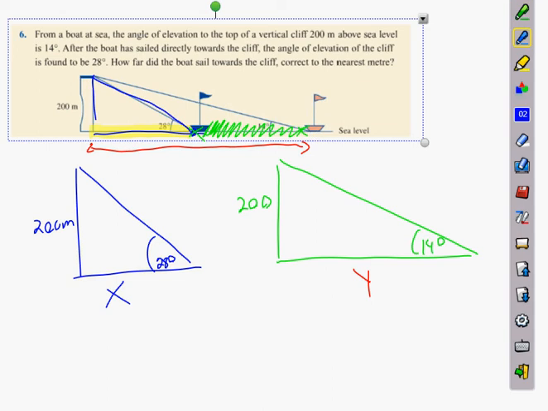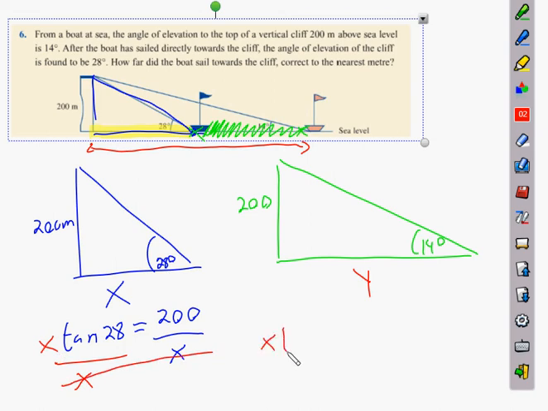Okay? So, what about this one? We know the opposite and we're looking for the adjacent. So it's going to be tan 28 equals 200 over X. Now, you actually do the same trick you did last time. You give this one an X on the bottom and an X on the top. Cancel out the X's. Now you have X tan 28 equals 200. What can you do with the tan 28? Bring it over the other side. Bring it under. And X equals 200 divided by tan 28. Okay. And what do you get?